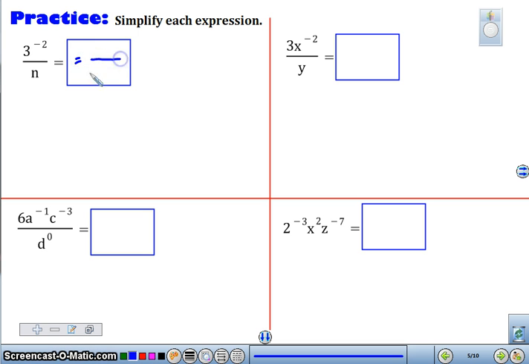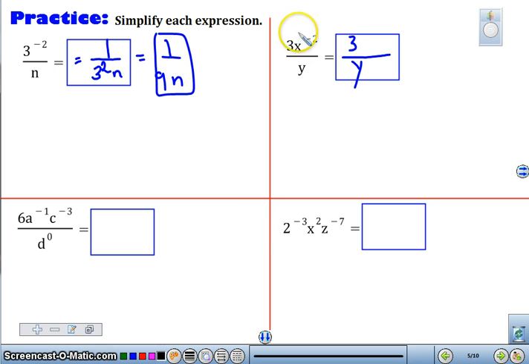First one, 3 goes down to the 2nd power and we have an n with a 1 in the numerator. That gives us 1 over 9n. That is our solution. If you try the next one going across, the 3 is positive, so is the y. They stay where they are. The 3 and the y stay. What's the only one that needs to move? The x. It was negative 2. It moves to the denominator.